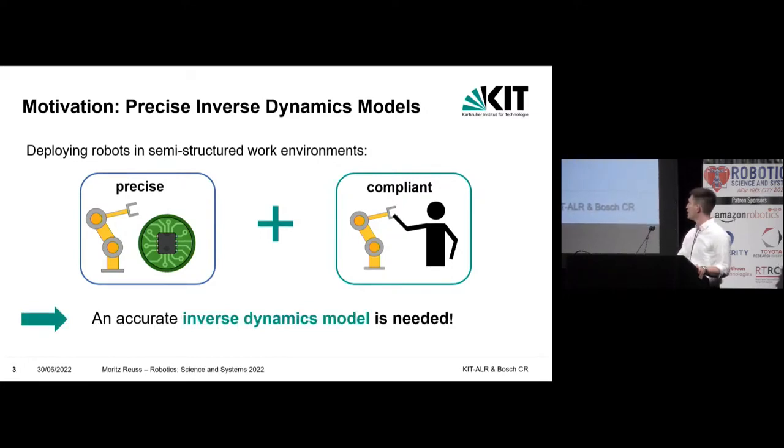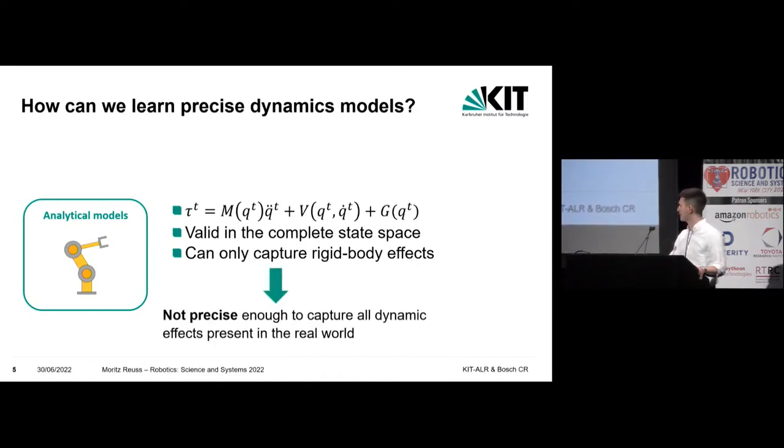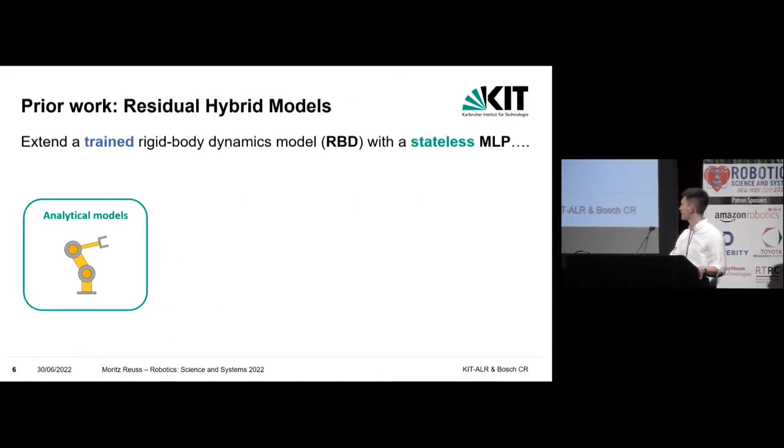this talk. The most common approach to learn the inverse dynamics of a robot manipulator are analytical rigid body dynamics models. They are derived from the recursive Newton-Euler algorithm and have relatively few parameters, but overall good accuracy in the state space. However, they are not precise enough to capture all of the effects which are non-rigid. Therefore, we need to augment our rigid body model with additional dynamic effects in order to get a more precise model. In this context, residual hybrid models are of major interest.